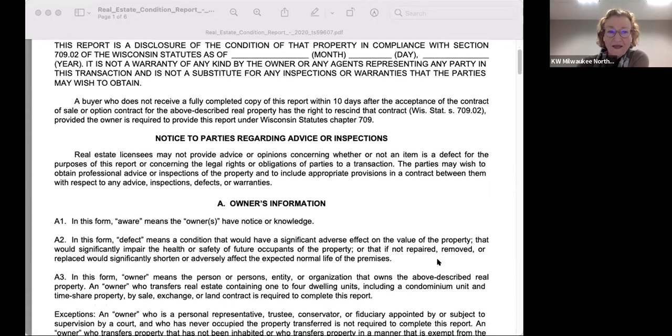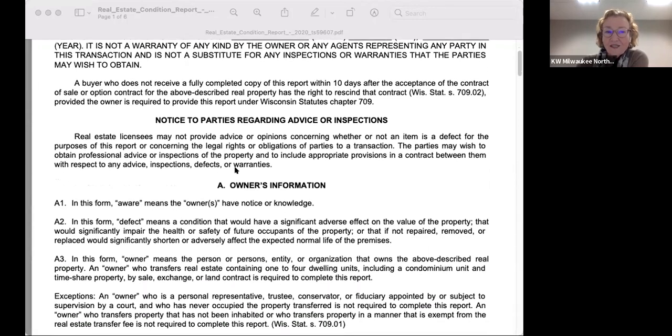Real estate licensees may not provide advice or opinions concerning whether or not an item is a defect for the purposes of this report, or concerning the legal rights or obligations of the parties to a transaction. This again is warning the agent. It's not up to you to advise whether something is a defect or not. It's not up to you to assist the seller in filling out this form. And that was part of a legal issue that we have.